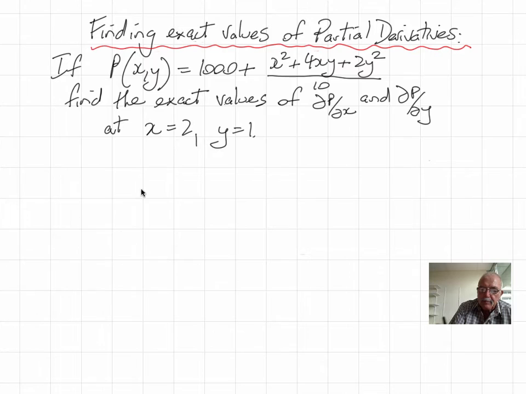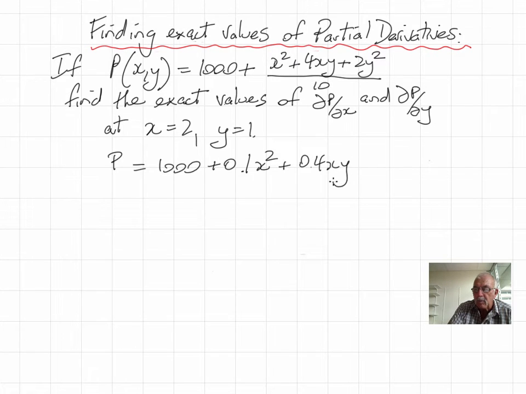Now we've got P equal to 1000 plus this all over 10. That 10 has got to be divided into each of those. So 1 divided by 10 is 0.1x squared, plus that 4 has got to be divided by 10, so that'll be 0.4xy, plus 0.2y squared. The reason I've done that is it makes it a lot easier to find the derivative.